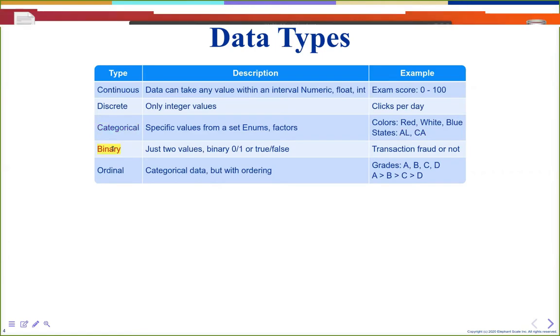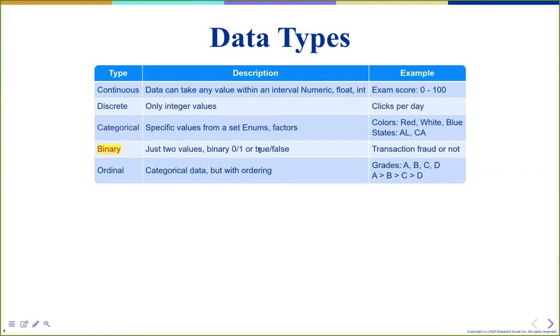And then binary. You understand binary is basically 0, 1, true or false. And finally, we have ordinal, which is basically categorical data that can only take predefined values, but there's an order. For example, grades A, B, C, D. Here I can say grade A is greater than B, greater than C, greater than D. So these are the types of variables you will encounter when analyzing data.